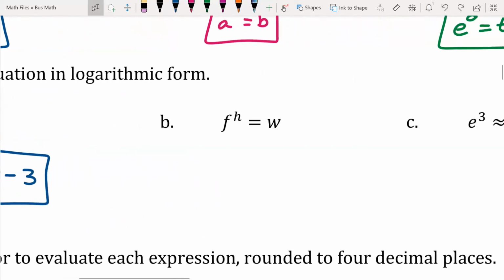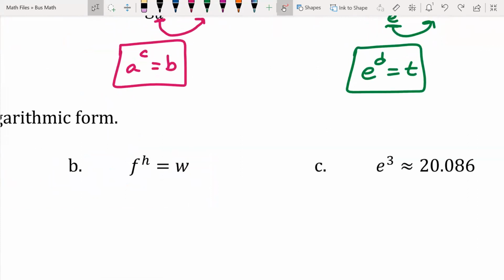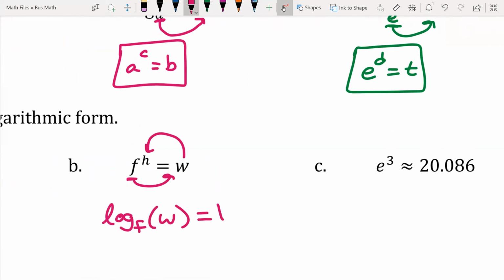All right, B, do it again. All right, we have f to the h equals w. So we're going to do it again. This will be the base of my log. So we're going to get log base f of the outside number of w set equal to the exponent of h. That's it.